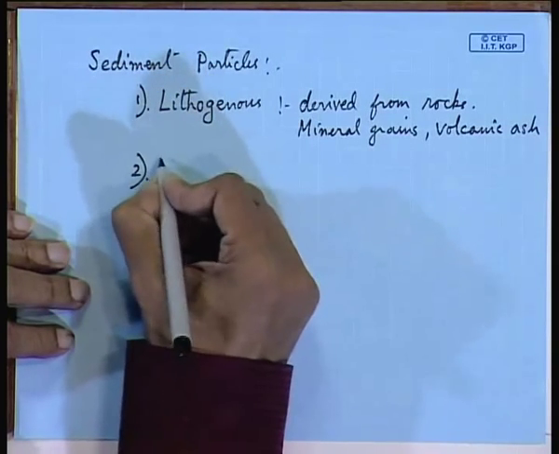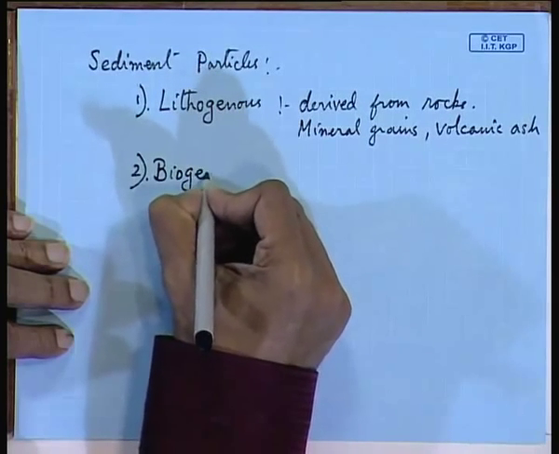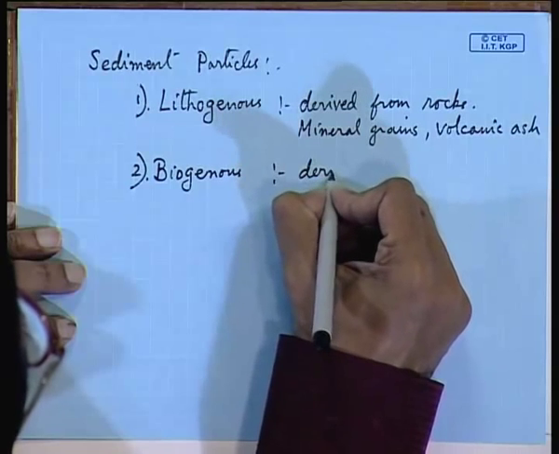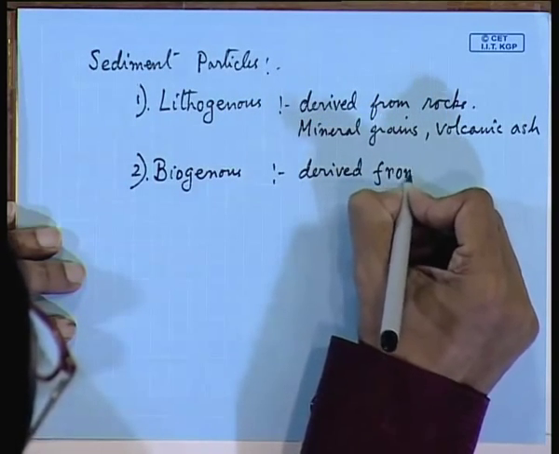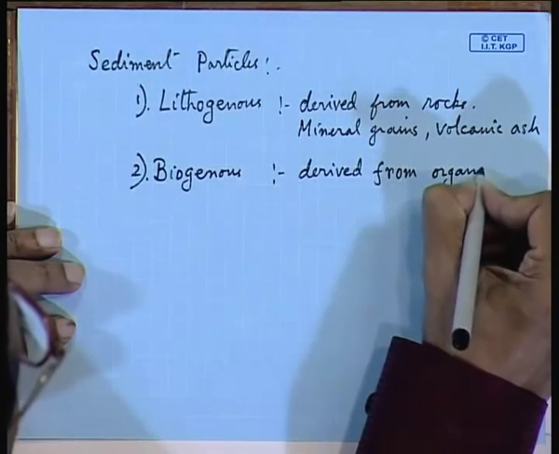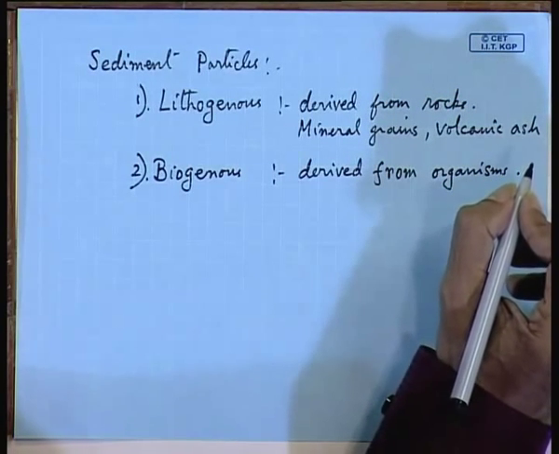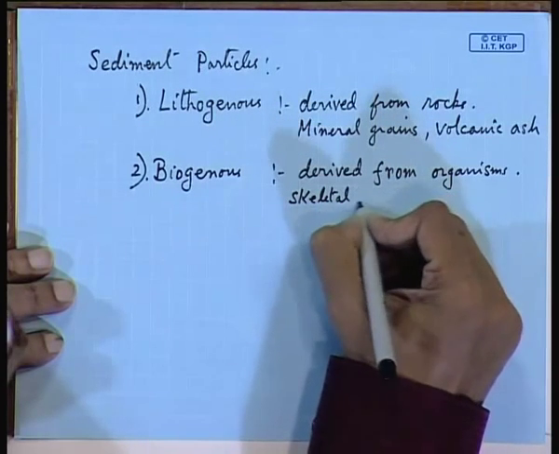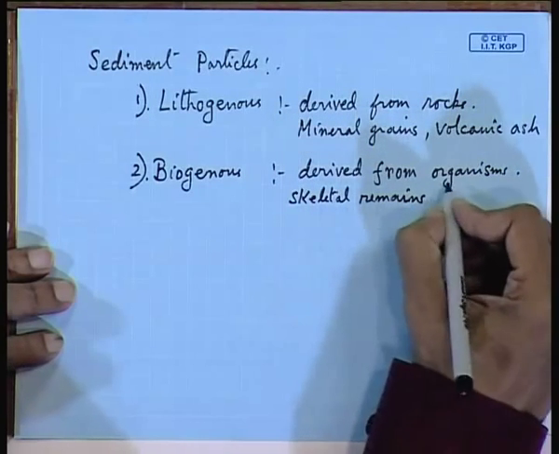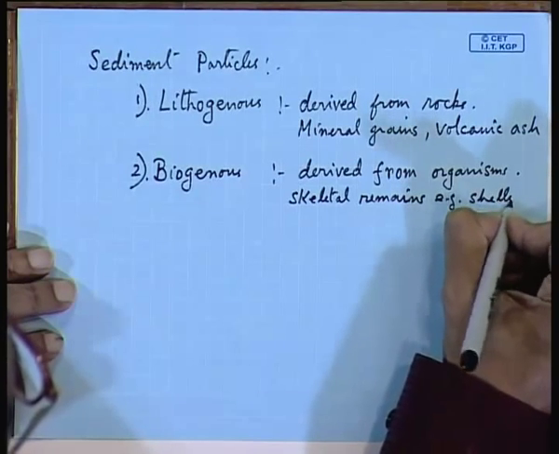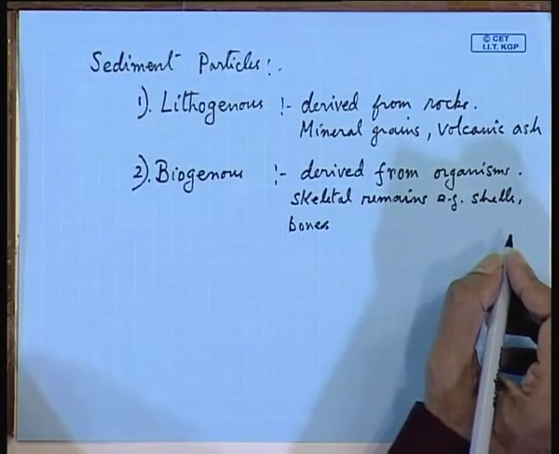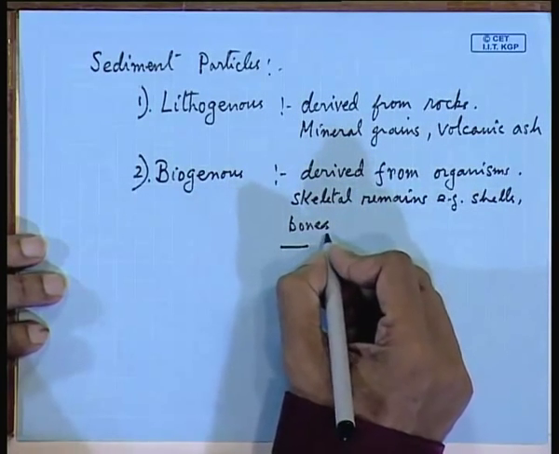Next, you have biogenous, derived from organisms. So, these are mainly skeletal remains, shells, bones, etcetera. This comes from what? The marine fish, whales, etcetera, which have died, their corpses. So, shells, bones. Now, these are the main contributors to calcium carbonate.